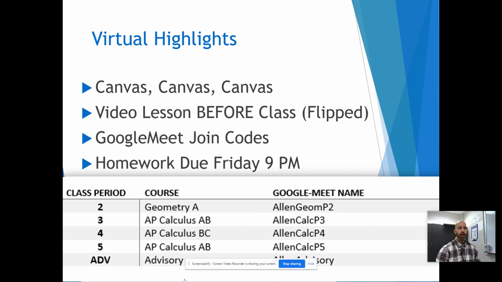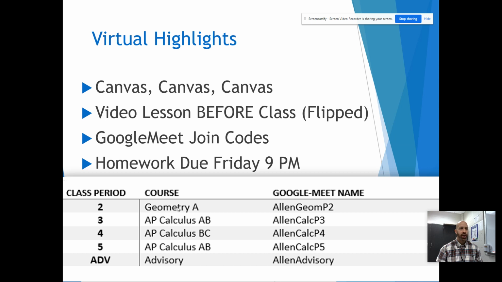Google Meet join codes, that's another thing I have had some issue with. I'm going to move this out of the way so we can see this a little bit better. If your son or daughter's in my period 2 geometry class, the join code via Google Meet is Allen Geom P2. And if your son or daughter's in, let's say, my 5th period calculus class, that would be Allen Calc P5. And those codes are written right here. And those are also found on Canvas.